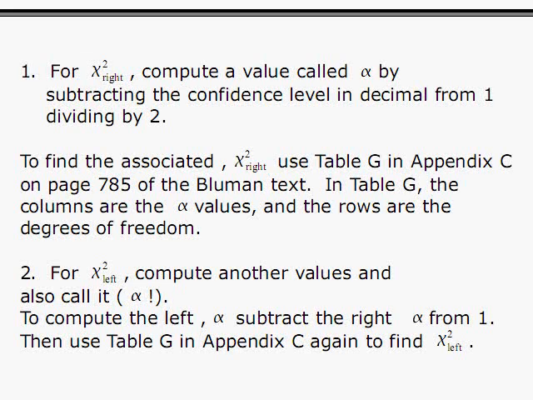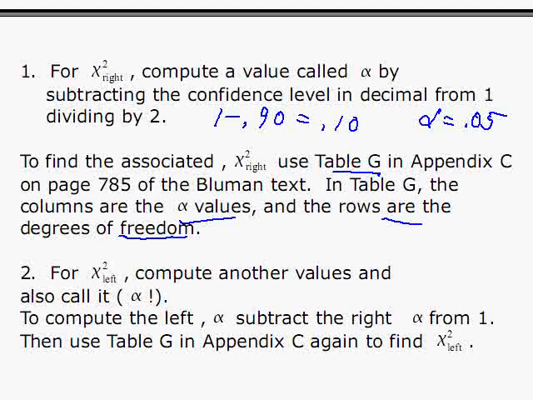So if you wanted a 95% confidence level, you'll go 1 minus 0.95, which would give you 0.05, right? And you divide that by 2, so then your alpha would be half of that, which would be 0.025. Then you go to table G in appendix C, and you find chi-squared right. It'll just say chi-squared, because you look for the alpha value, and remember you had so many degrees of freedom, and that would be the rows.